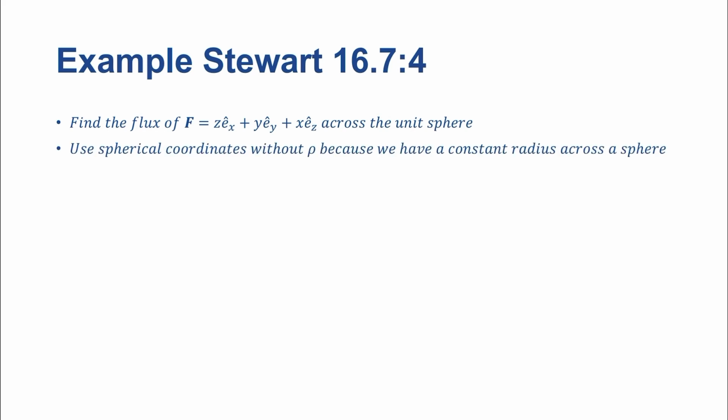Let's try an example. Maybe that'll make more sense. Now, we would like to find the flux of the vector field F equals z e sub x plus y e sub y plus x e sub z. And we want to find this across the unit sphere. Fortunately, we have many parameterizations of the unit sphere that we've already looked at, so we are going to use the parameterization with the spherical coordinates. However, we don't need the rho because we already have a constant radius across the sphere, so we use theta and phi.